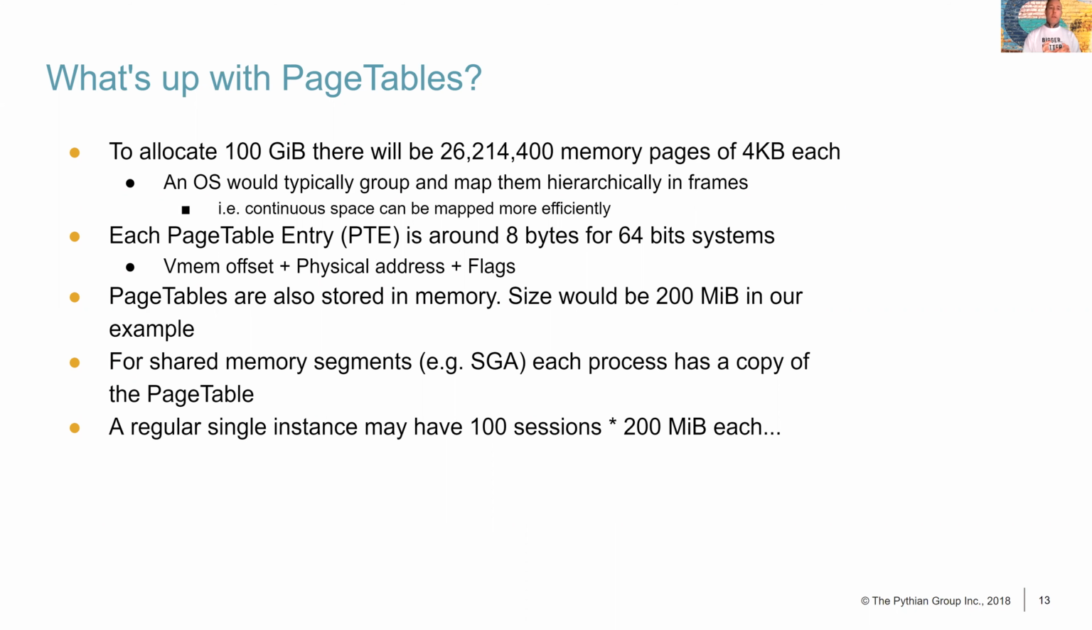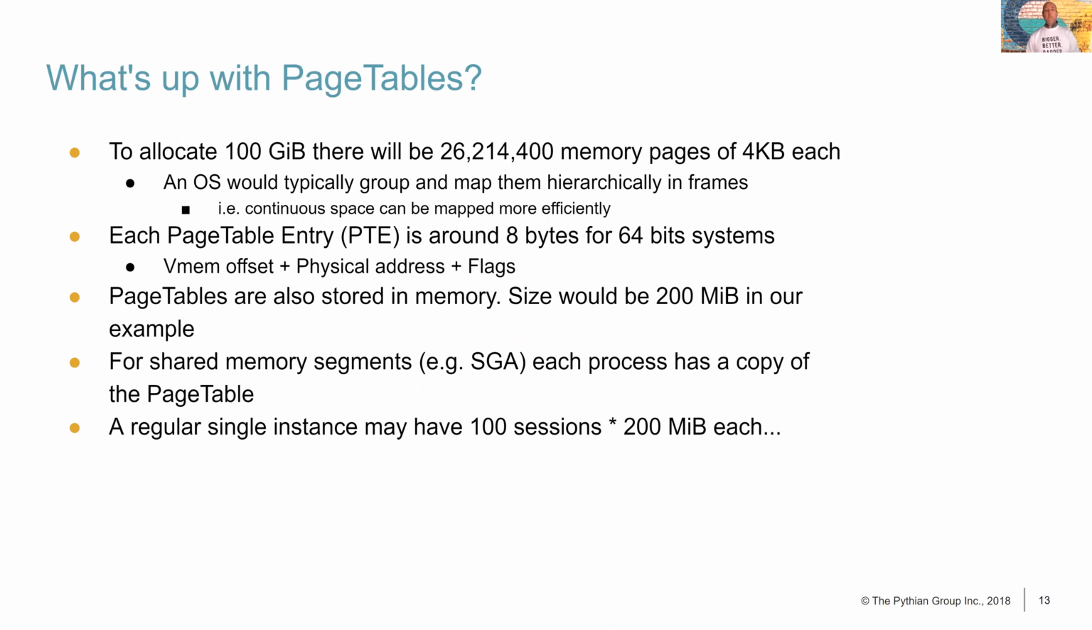So each of these entries in the processor page table is around 8 bytes, typically for Linux 64-bit systems, which includes the offset, the physical address, and some flags. All right. This table is stored in memory as well for the process to access it. And in our particular example, this table will be roughly 200 megabytes.